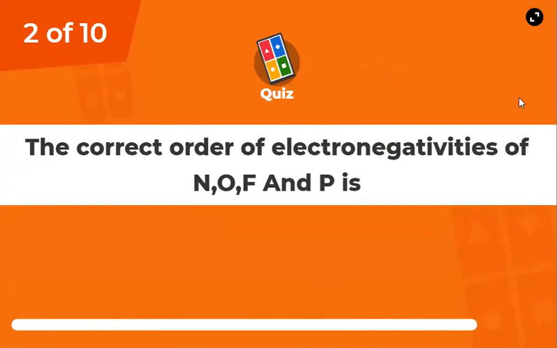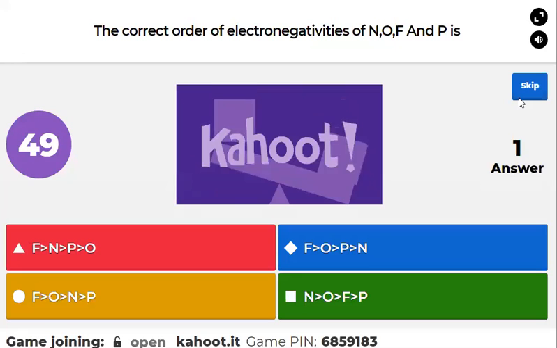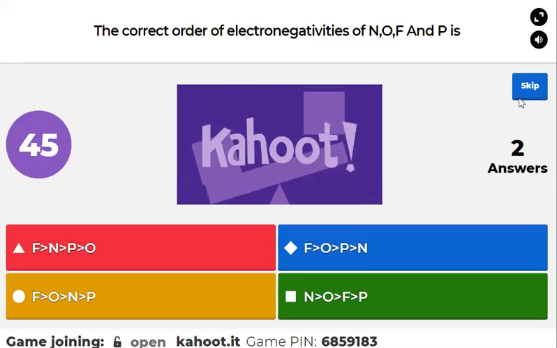The correct order of electronegativity of these. Tell me, the correct order of electronegativity of these. This should be easy, everyone. You should not take this much time, okay?